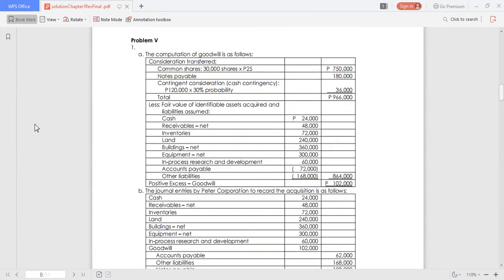Let's now begin with requirement number 1. On December 31, 20x4, determine the amount of goodwill, prepare the entries required in the books of the acquirer, Pure, in relation to the acquisition of Sane Corporation. Prepare the balance sheet immediately after the business combination. Now, comprehensive problem, goodwill computation with contingent consideration.